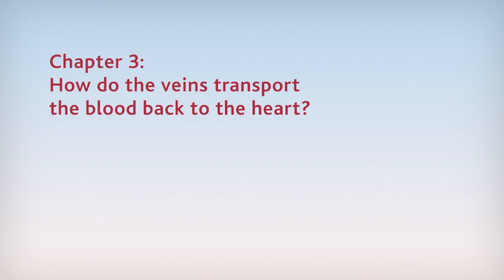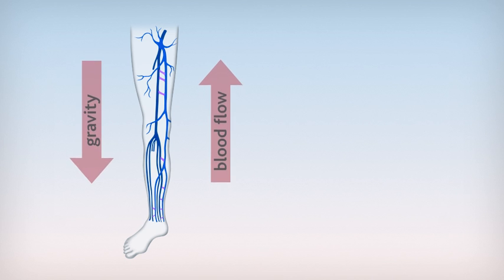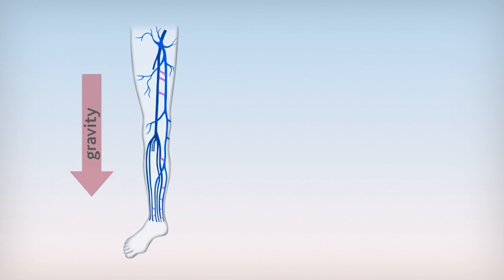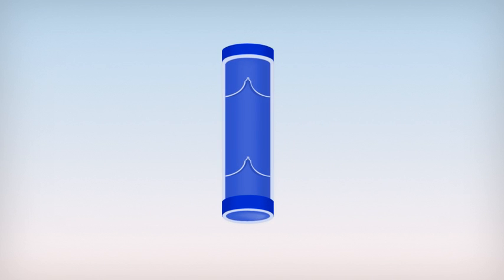How do the veins transport the blood back to the heart? When the leg veins transport the oxygen-deficient blood back to the heart, they have to work against gravity. The veins are equipped with so-called valves so that the blood will flow in the right direction.